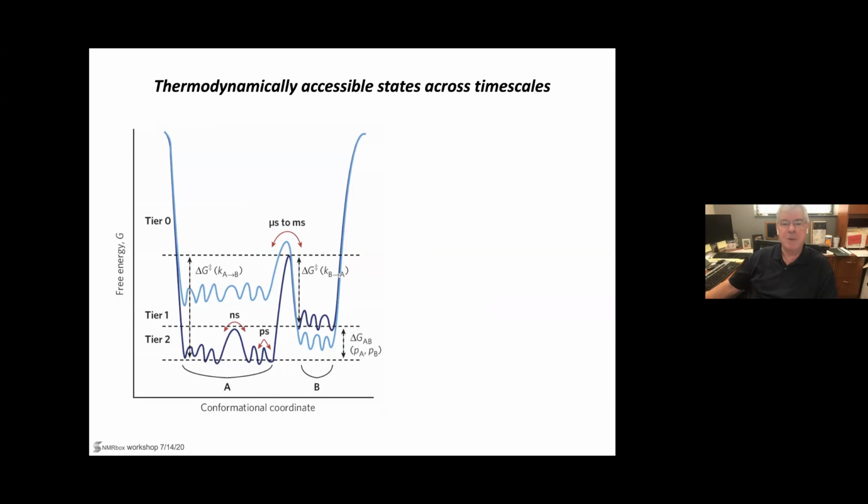Now, it may be that there's a process that recognizes the B state, and after recognition, you switch from the dark blue line to the light blue line, and you see now the A state has a higher energy, and the B state is the lower energy. But the barrier to this may be such that the interconversions between A and B are in the microsecond to millisecond range. So what does that mean?